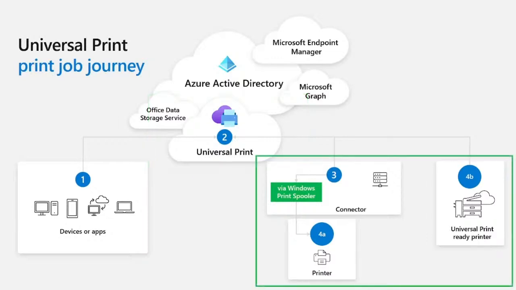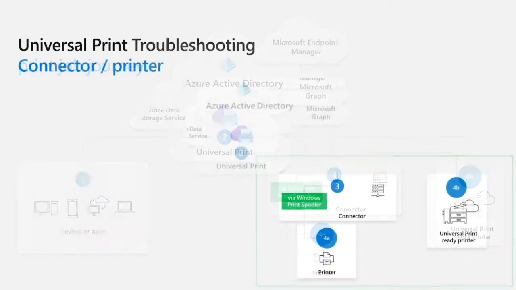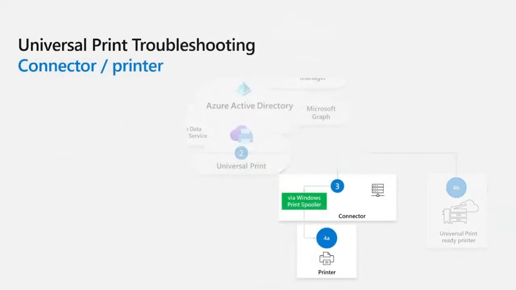Last two are the Universal Print Connector and the printer. Connector is a proxy that communicates with the service on behalf of the printer. It talks to the service using IPP protocol over HTTPS and to the printer using the traditional print model. A Universal Print Ready Printer does not need a connector and provides the smoothest deployment as it communicates with the service directly. Once the job is in pending state, the printer or connector will be notified by the service that there is a new job to print. The rest of the work to print needs to be done on the printer side. Service just waits. Today, we will focus on the connector.